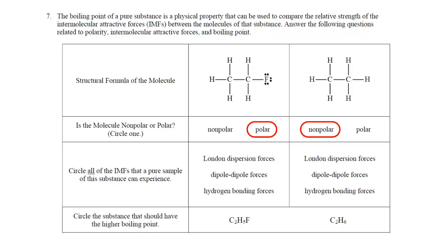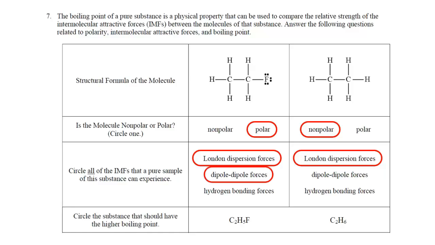Now, can they both experience London dispersion forces? Yes. Doesn't matter if you're polar or nonpolar. Can either of them experience dipole-dipole forces? Well, only C2H5F, because it is polar. And in terms of hydrogen bonding, all of these hydrogen atoms are directly bonded to carbon, not nitrogen, not oxygen, and not fluorine, so neither of them can experience hydrogen bonding attractive forces.